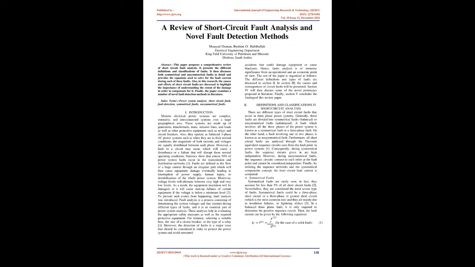However, a fault in a circuit may occur which will cause a disturbance or a failure that will disrupt these normal operating conditions. Statistics show that almost 50% of power system faults occur in the transmission and distribution networks. Faults are defined as the flow of a huge current through an irregular path which will then cause equipment damage, eventually leading to interruption of power supply, human injury, or destabilization of the whole power system.